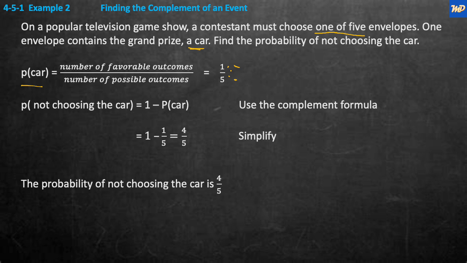Now, the probability of not choosing the car is 1 minus the probability of choosing the car. If 1/5 is the probability of choosing the car, then 1 minus 1/5 leaves you with 4/5, because 1/5 plus 4/5 is 5/5, or the whole 1. So the probability of not choosing a car is 4/5.